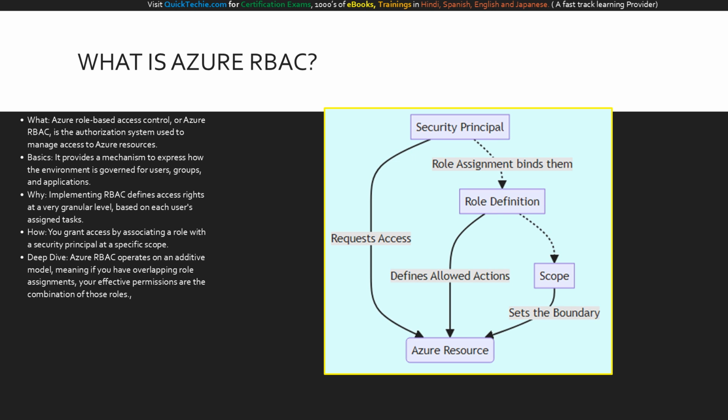A critical concept to understand early on is that Azure RBAC uses an additive model. This means that if a user is granted permissions at a high level and a lower level, the most privileged access right takes precedence, combining their capabilities.